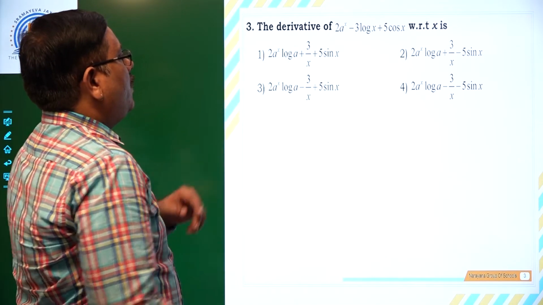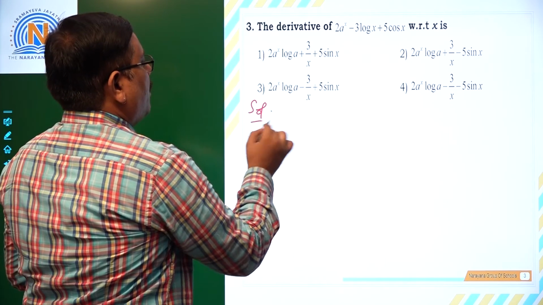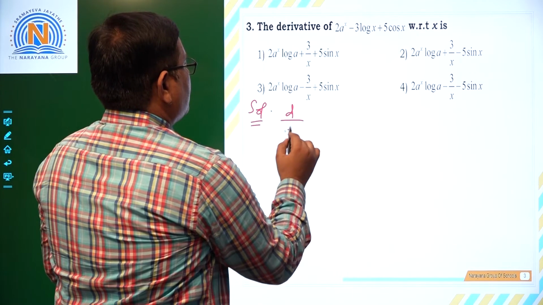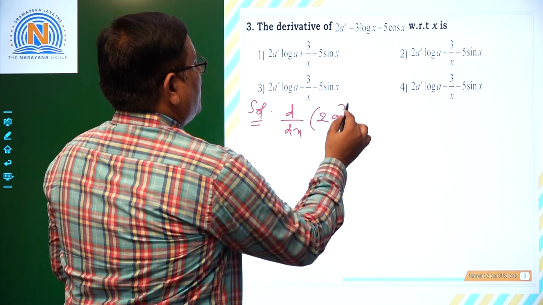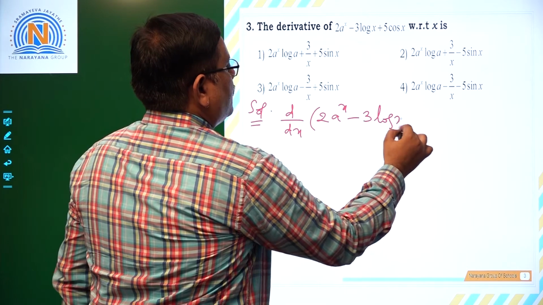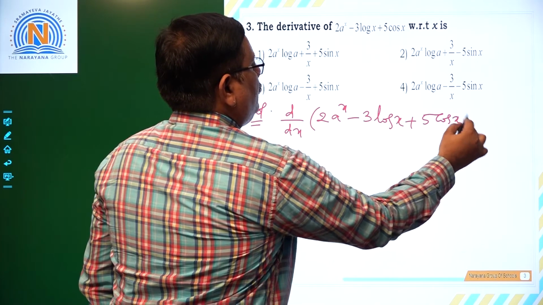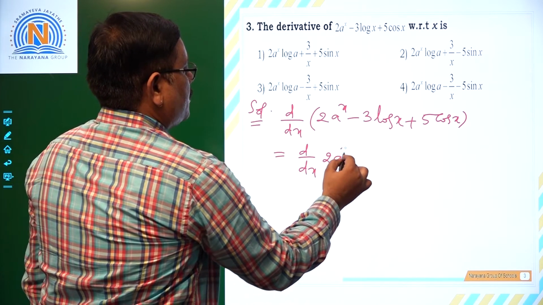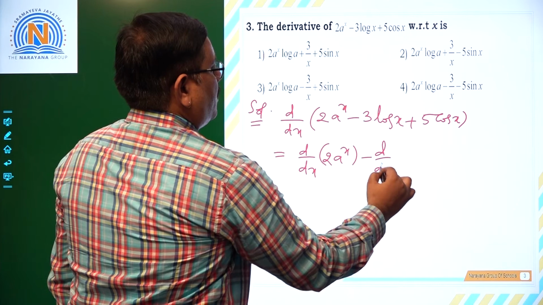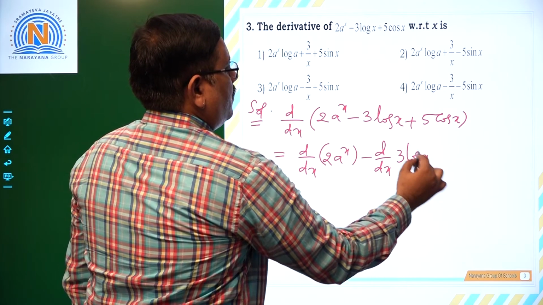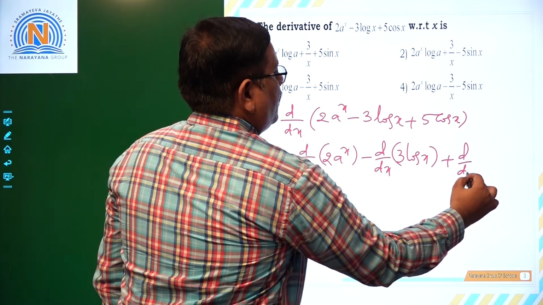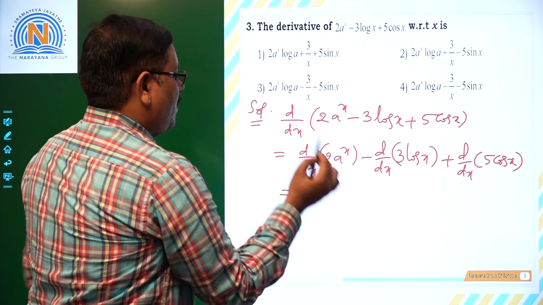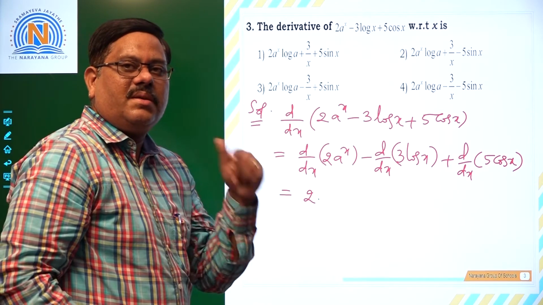The derivative of 2a power x minus 3 log x plus 5 cos x with respect to x. So d by dx of 2a power x minus 3 log x plus 5 cos x. Again we can write it as d by dx of 2a power x minus d by dx of 3 log x plus d by dx of 5 cos x. That is 2 times d by dx of a power x.